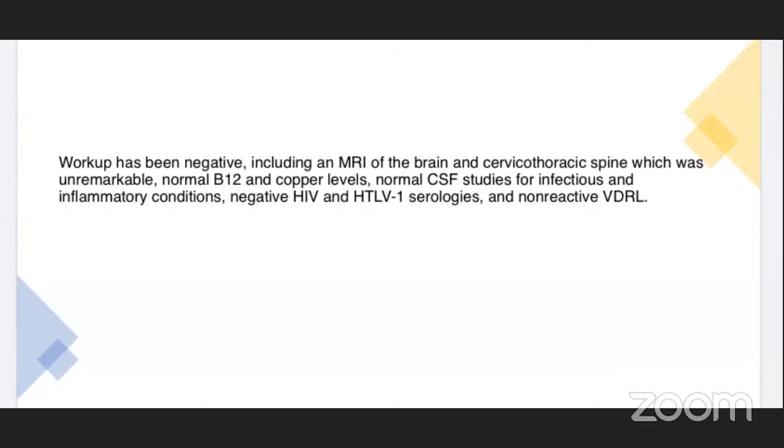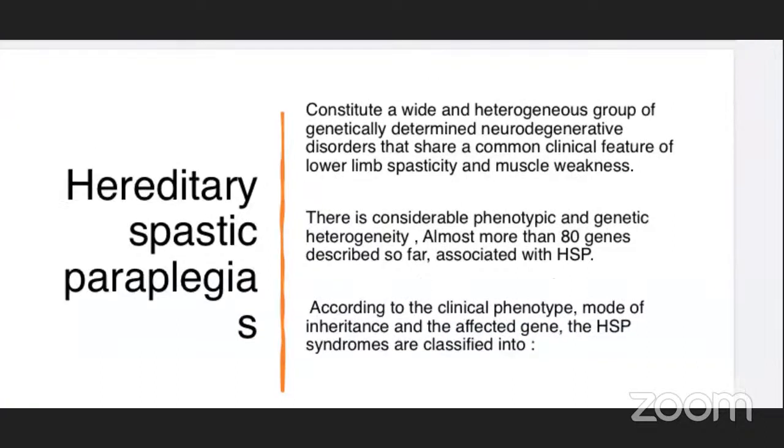So give the answer. Okay, so this is hereditary spastic paraplegia. It is a wide and heterogeneous group of genetically determined neurodegenerative disorders that share common clinical features of lower limb spasticity and muscle weakness. There is considerable phenotypic and genetic heterogeneity. Almost more than 80 genes have been described so far associated with HSP.